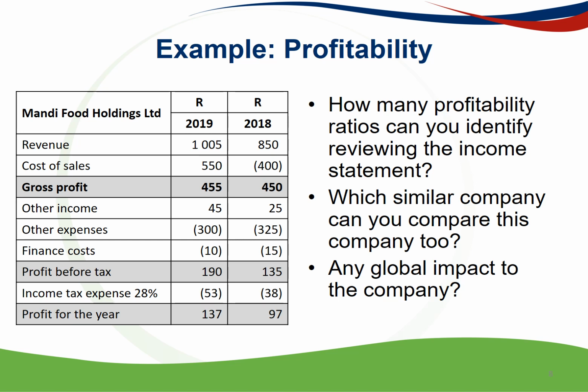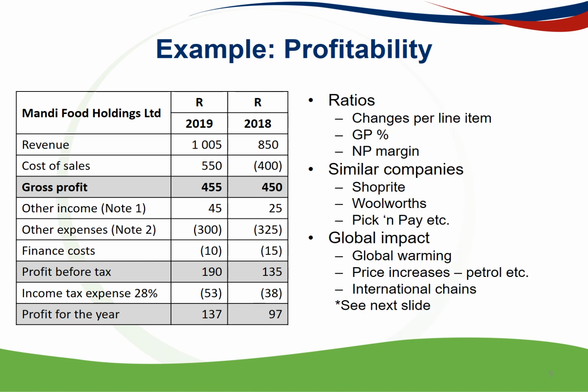So, profitability ratios: just take a few minutes and review what you see in the income statement. Are you able to identify profitability ratios? Are you able to think of companies that you can compare this company to? Do you know of any global impact the company will experience? This is my analysis. I would be able to do changes per line item, and calculate GP percentage and net profit margin.